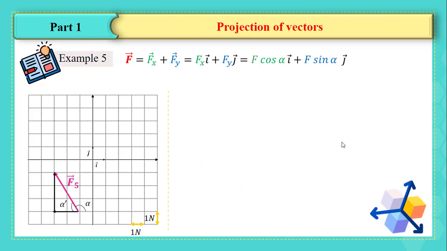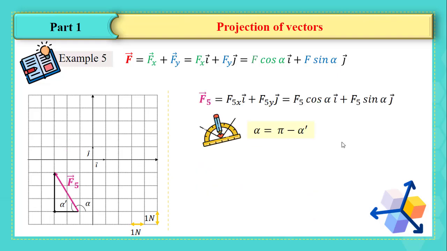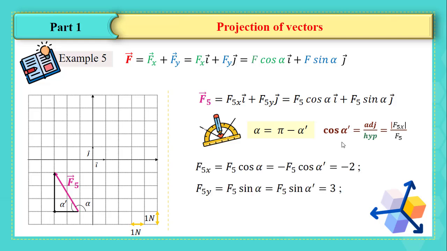In example number 5, alpha is equal to pi minus alpha prime. Notice that in this case, F5x is directed negative with respect to the x-axis. We say here that cosine alpha prime is equal to absolute F5x divided by F5. To find the algebraic value of Fx, we say that it is equal to minus F5x cosine alpha prime. Directly, without thinking of the obtuse angle, we take the acute angle.